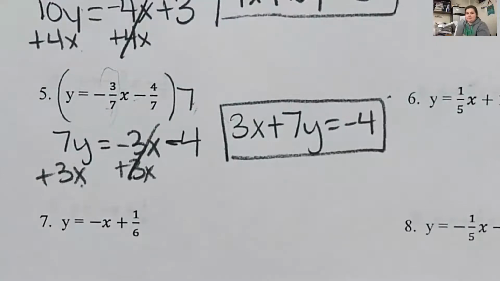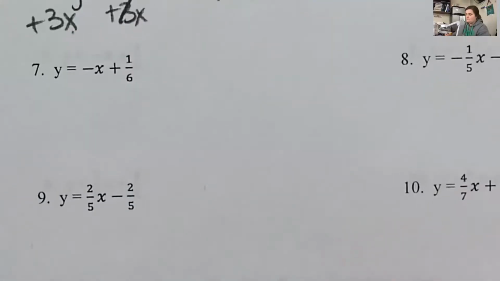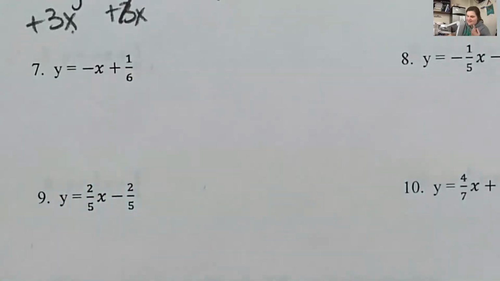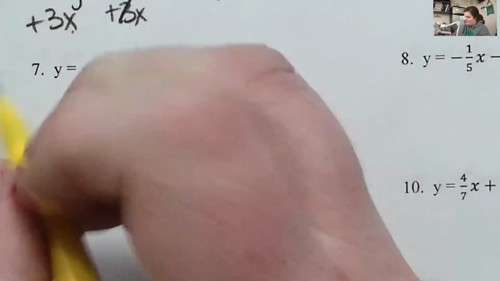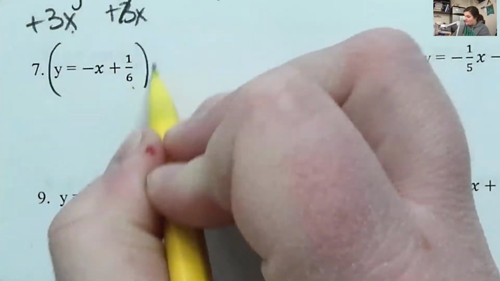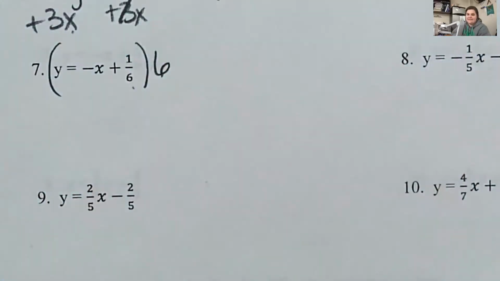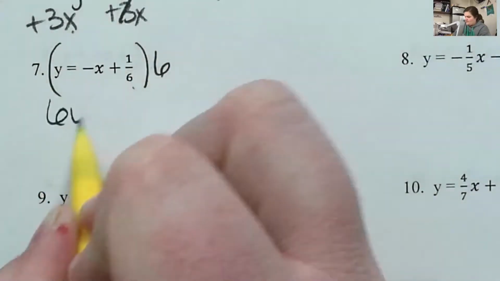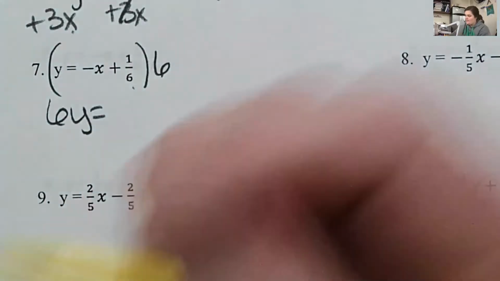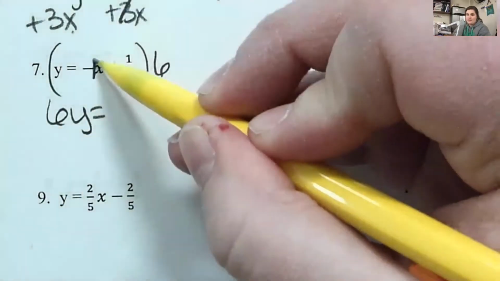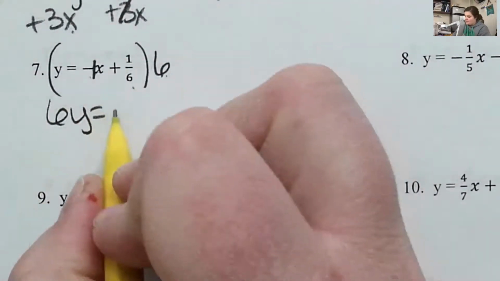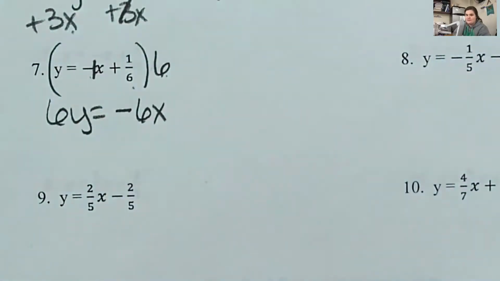Okay, let's try number 7. What's the common denominator here? When it's only one fraction, it's very easy to find out. You just take that denominator. Well, the common one would be 6. So I'm going to multiply everything by 6. Okay, 6 times y gives me 6y. Now remember, that's like a -1 in front of that x. So I have 6 times -1, which is going to get me -6x.